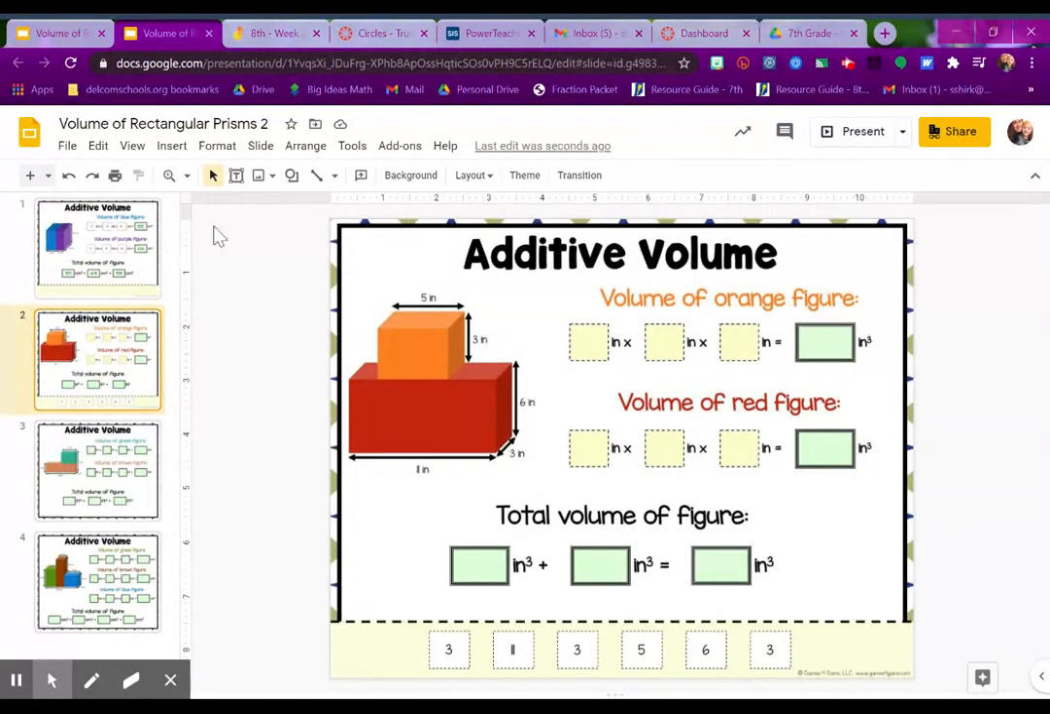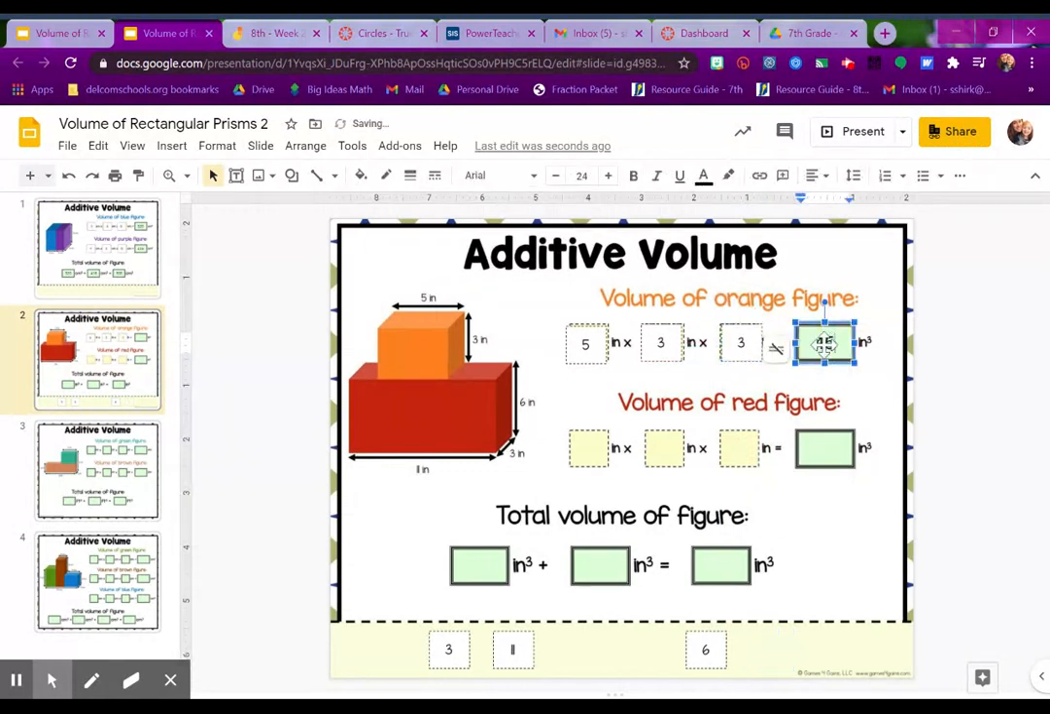So the next one is an orange figure and a red one, both rectangular prisms. Starting with the orange one, I see a length of 5. And then a width. It doesn't match on the orange one, but there is one on the red one. So the width is 3. Always when I'm on the video, my cursor doesn't want to work as well. And the height is also 3. See? It jinxed me. So 5 times 3 is 15. 15 times 3 is 45.